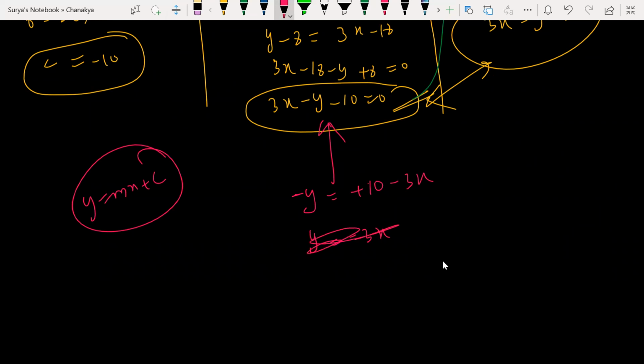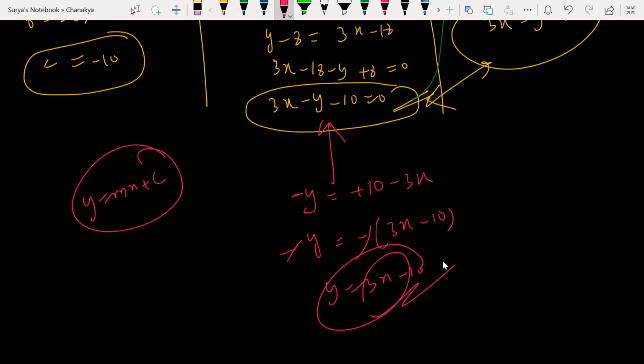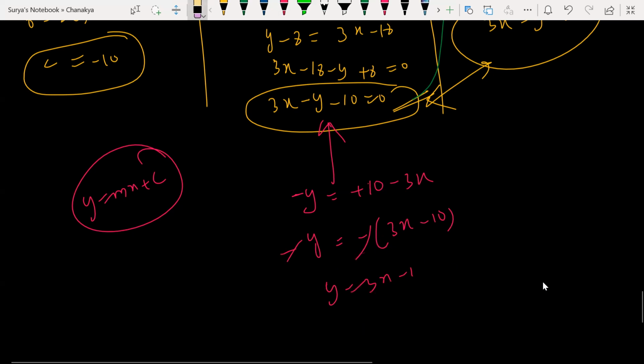Wait a minute, what do I have? Minus y, right? So let me take minus common here. So what will happen? 3x. We just have to shift everything. Same thing. Yes or no? Slope is what here? 3, and the y-intercept is -10. So, 3, not minus 3.